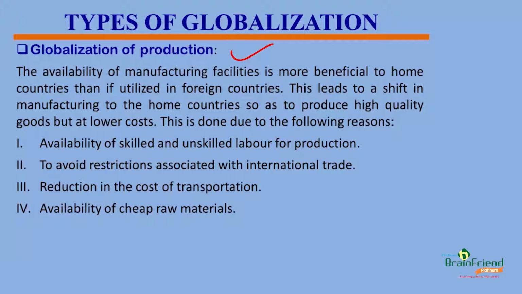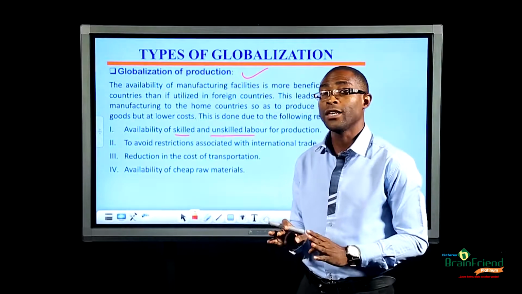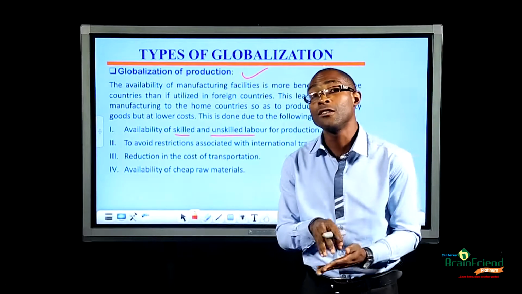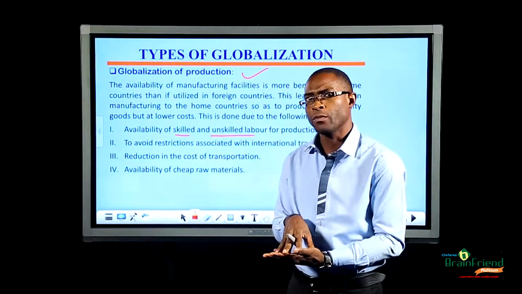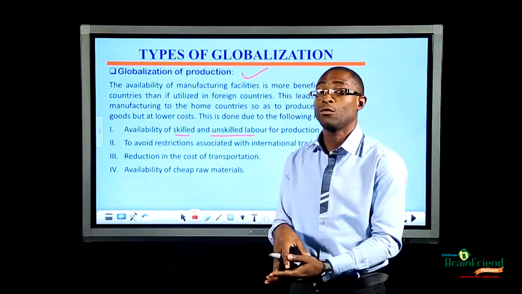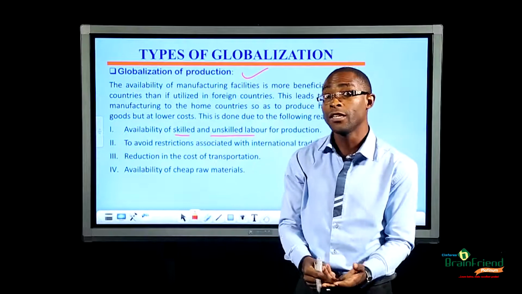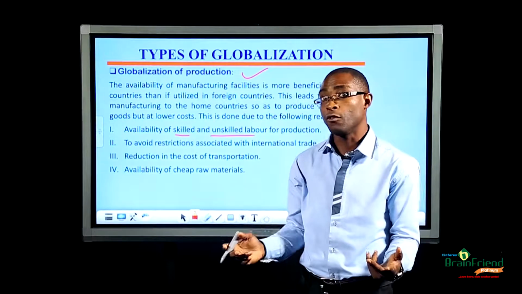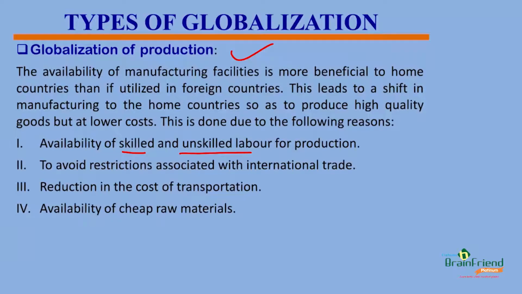Number one, the availability of skilled and unskilled labor for production. When I am going for production, I am looking at the availability of the skilled laborers I need and the unskilled laborers available in that country. If I don't have these two things, I know that when I site my company here, I have to bring in my skilled and unskilled laborers in order for production to take place. That costs money.